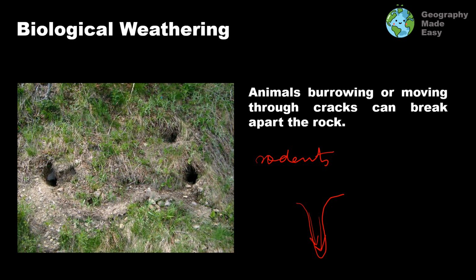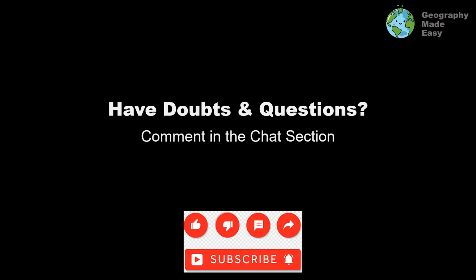So burrowing animals help in biological weathering. They sometimes also assist in mechanical as well as chemical weathering. So we sometimes see animals like rabbits, and we sometimes also see tiny insects do this kind of weathering.